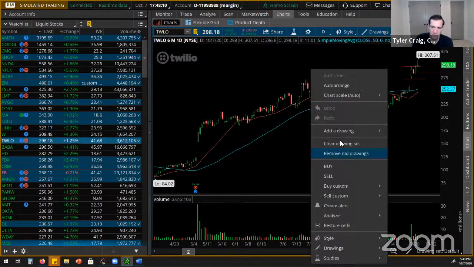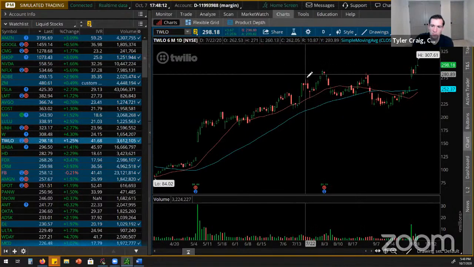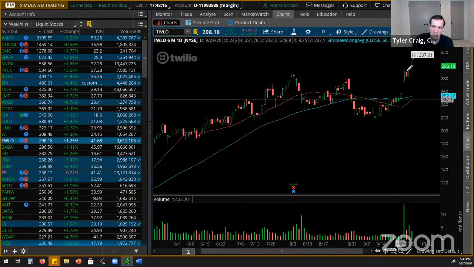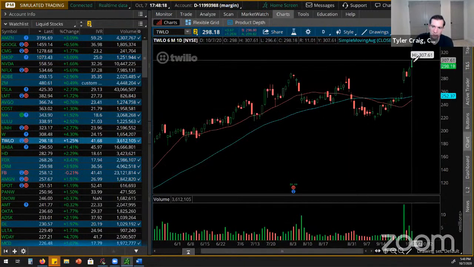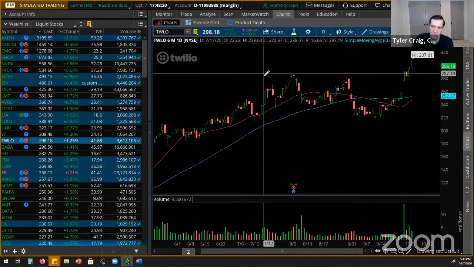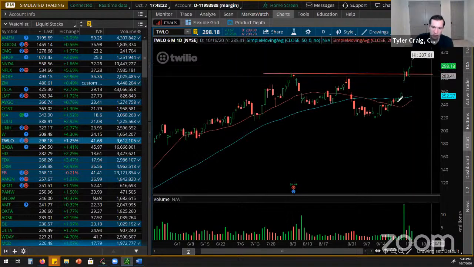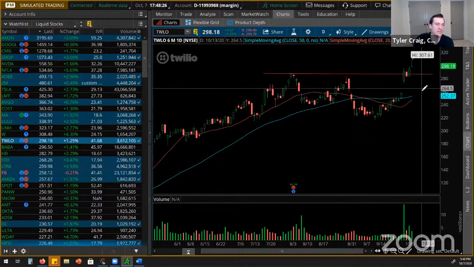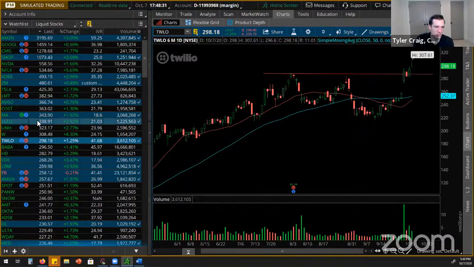Twilio. Twilio is a little bit overbought. Would you agree? A little bit extended here. I don't think that's a low risk entry. If I was going to trade the breakout, it already broke out. Needed to pause or pull back. If this thing pulled back for 3 or 4 days, I'd be interested. With today's candle, I think I got to let it simmer a little bit.